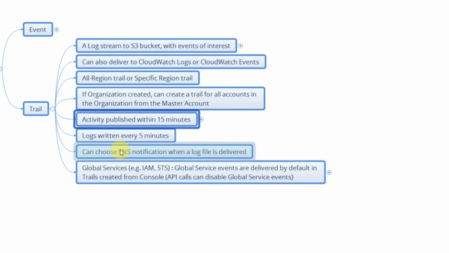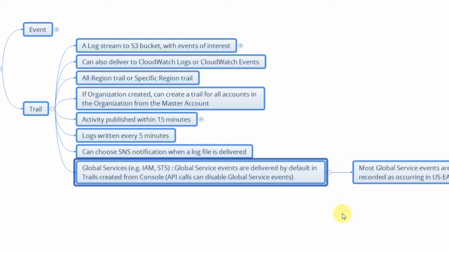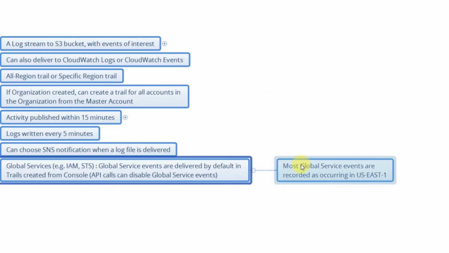is delivered to S3. Now, some services are global, that is, they are not regional services, such as IAM and STS. These events are delivered by default in the trails created from the console. However, if you create a trail from an API, you have an additional flag to disable global service events. And note that most global service events are recorded as happening in the US East 1 region. Although they are global, they still record the region as US East 1.